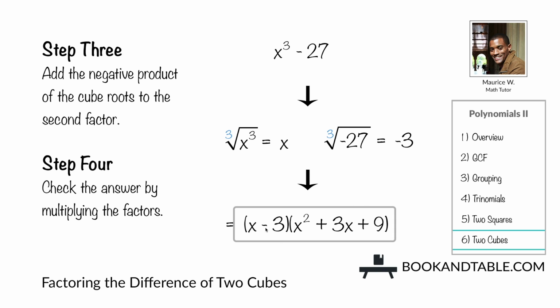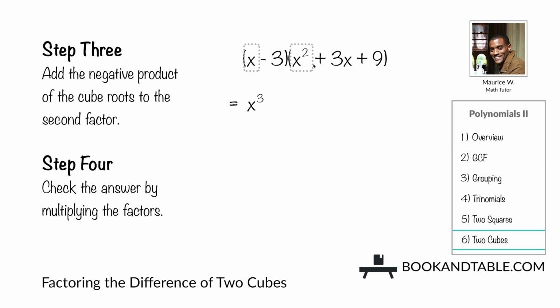But to confirm that we found the correct factors, you can check the answer by multiplying the factors. When you do so, the final polynomial must match the original polynomial, x cubed minus 27. So when we multiply the factors, we get x times x squared, which is x cubed. X times positive 3x is positive 3x squared. X times positive 9 is positive 9x.